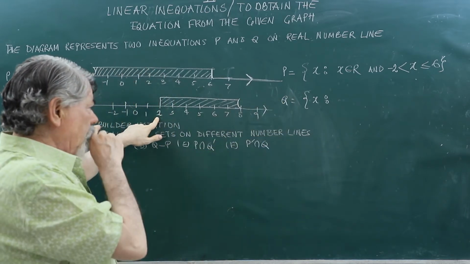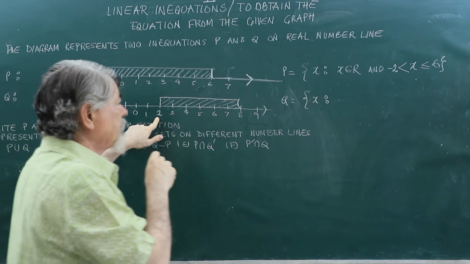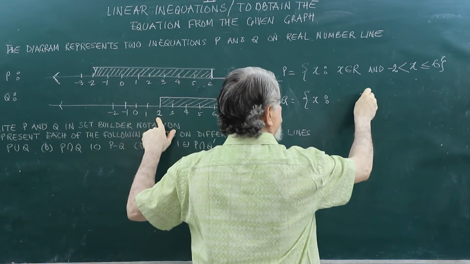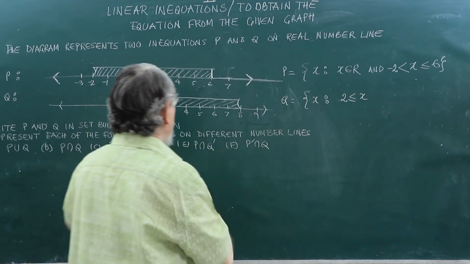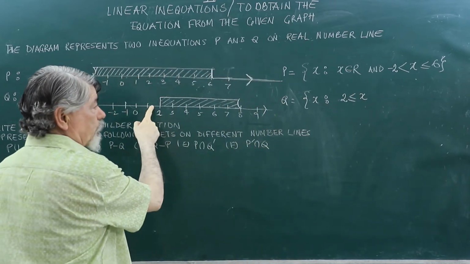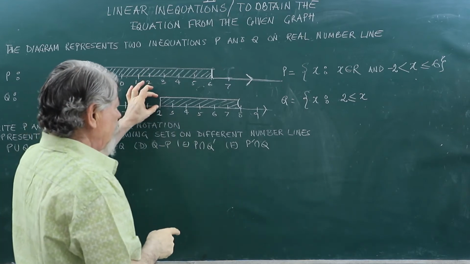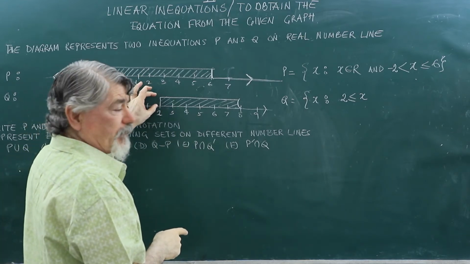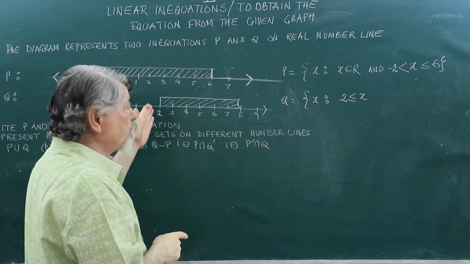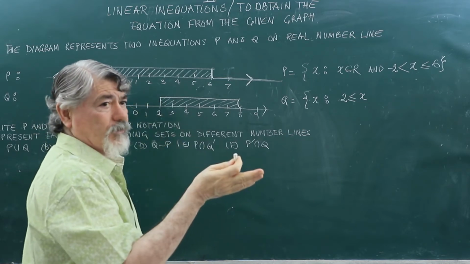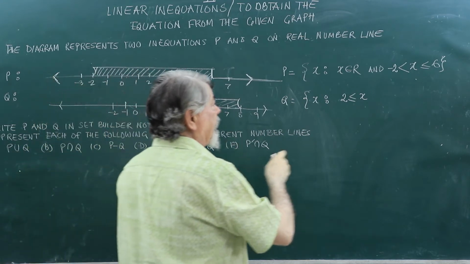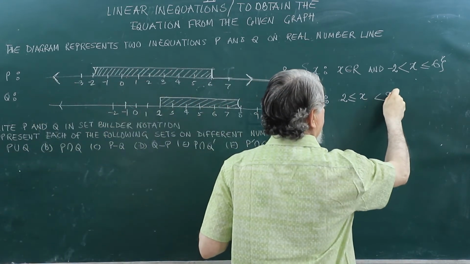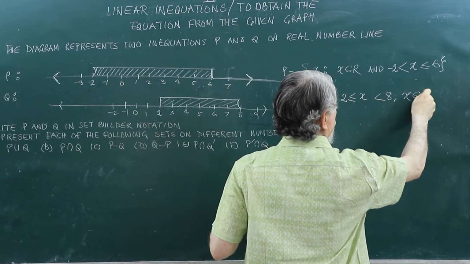Now, x is greater than equal to 2. At 2 it is there. So greater than, because there is a line here from the perpendicular line. So that means it is equal to 2 also, and it is greater than also. x is greater than equal to 2 and less than 8, and x belongs to the set of real numbers.